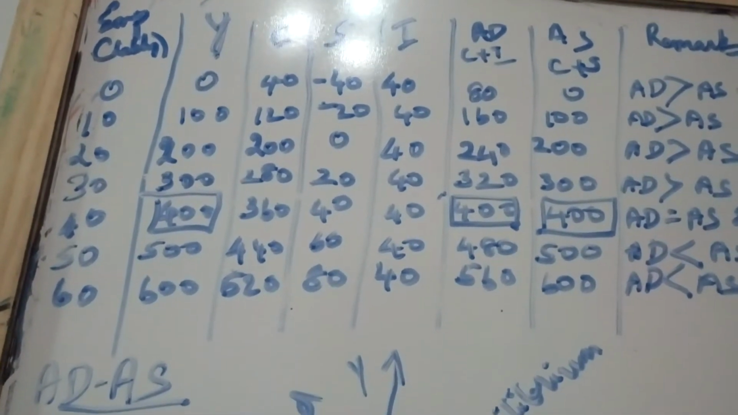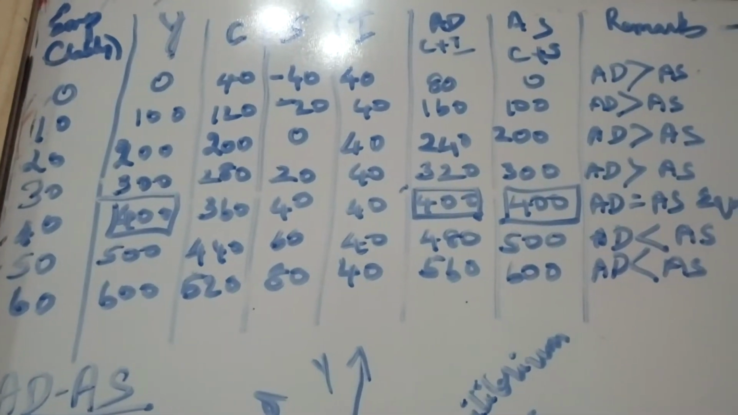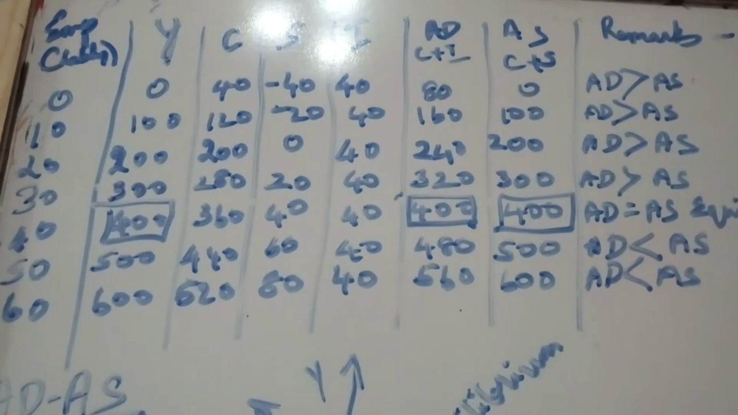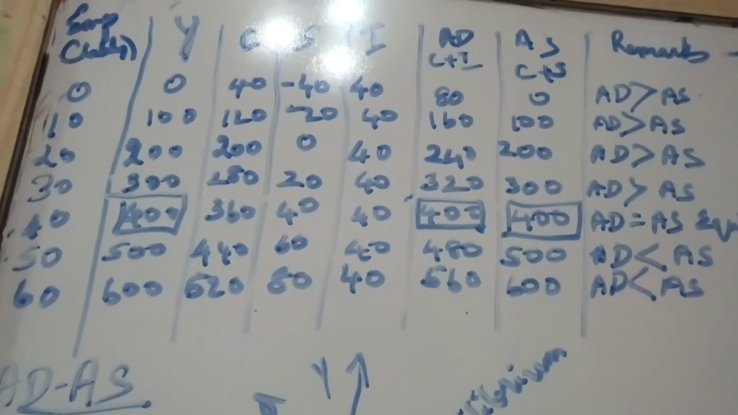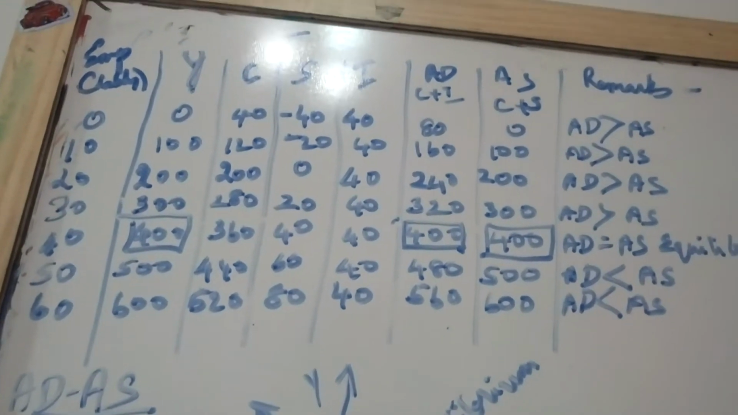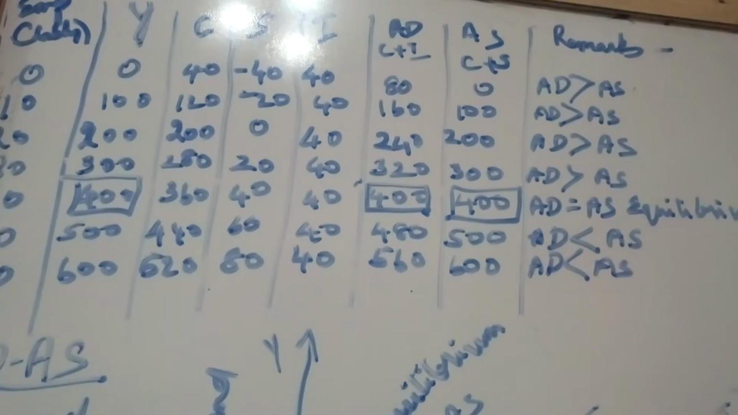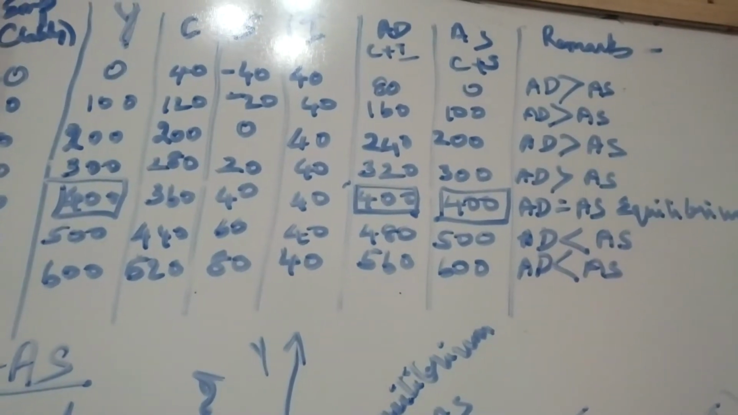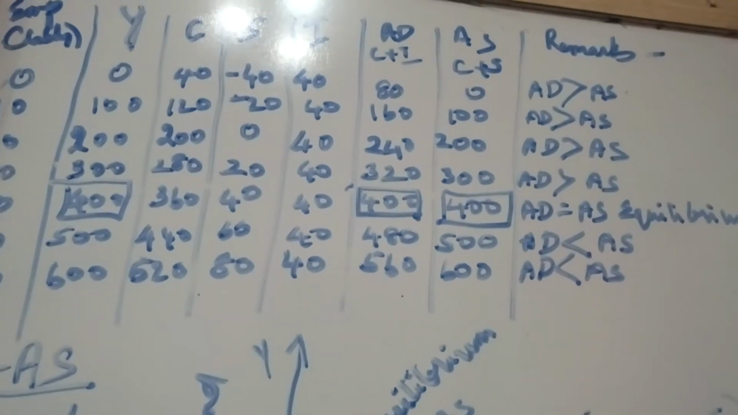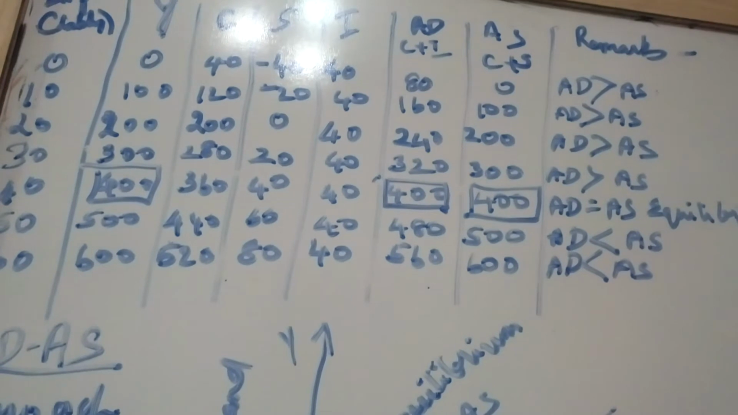So you find 120, then saving is minus 20, 40, 160, 100. So here the AD is greater than AS. Then the next stage, at 20 lakhs employment and 200 income, you find the income is increasing, employment is increasing, you find the consumption, saving, investment. So at that stage, aggregate demand is more than aggregate supply.